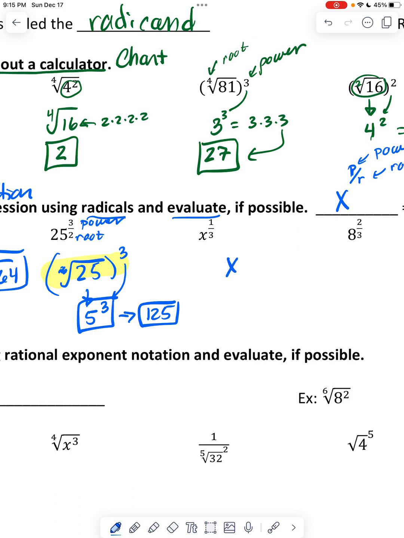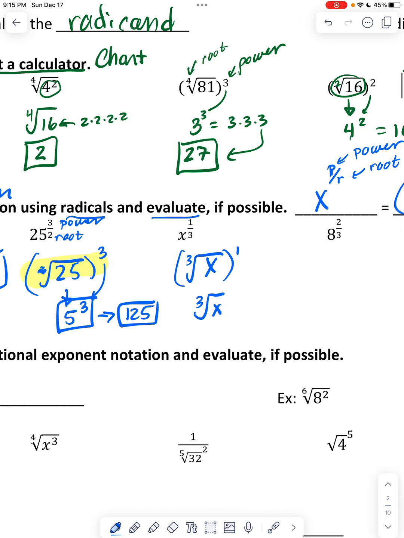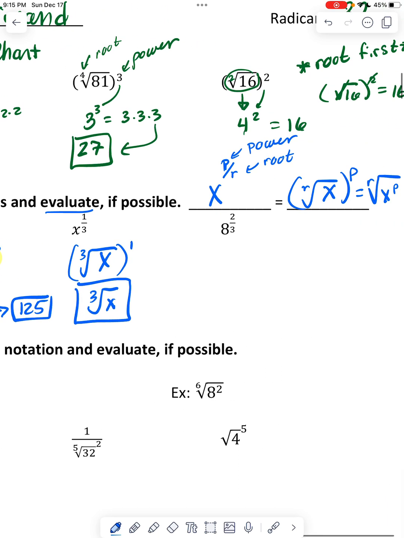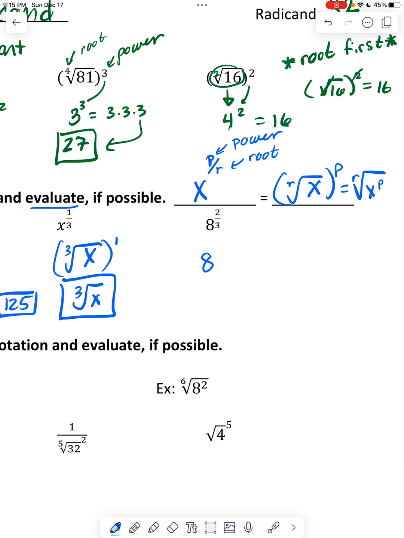Same thing here. Bottom thing is the root, and then this would be a power of 1, but we wouldn't write power of 1, so we would just write it like that. And then I can't evaluate that because it doesn't have a number. This one, the bottom is the root, top is the plant or power. So I'm going to have a cube root and then square it. So I'm going to go to my chart, find the cube root of 8, which is a 2. Then I'm going to square it, which comes out to be a 4.